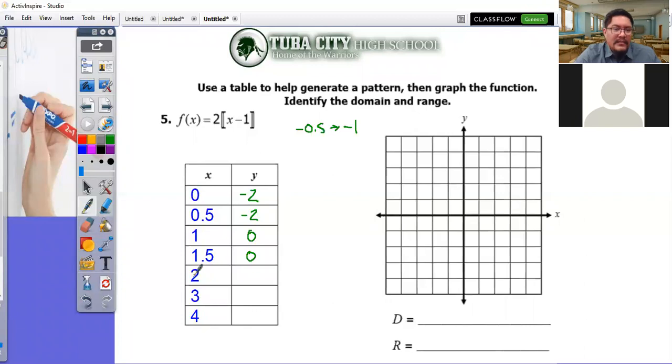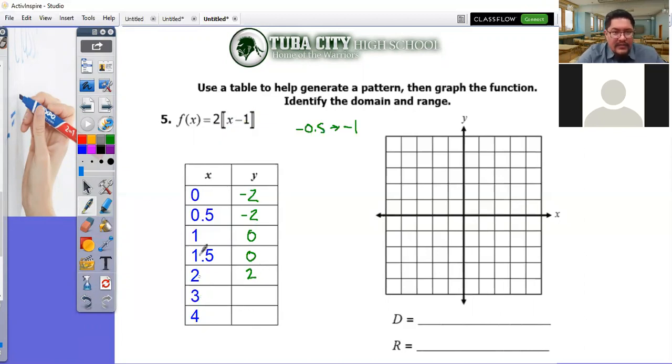And then let's move on to the next one. 2 minus 1. So 2 minus 1 is going to be, well, 1. And then it's already an integer. So since it's already an integer, 2 minus 1 is going to be 1, and then 1 times 2. So 1 times 2 is going to be 2.